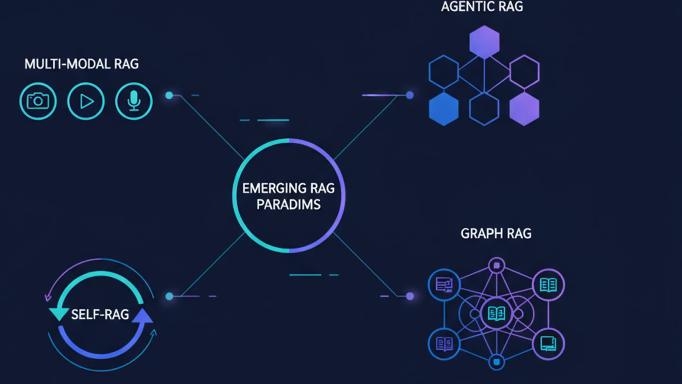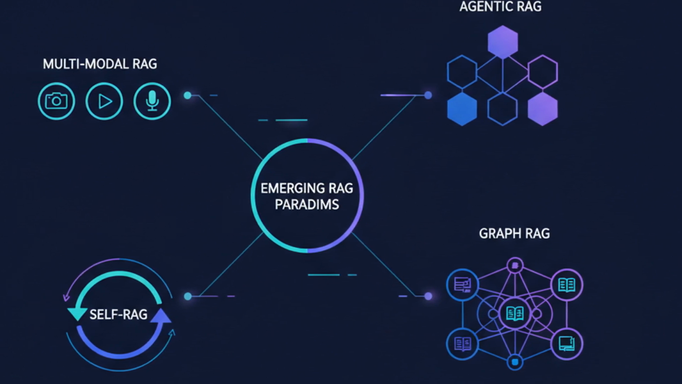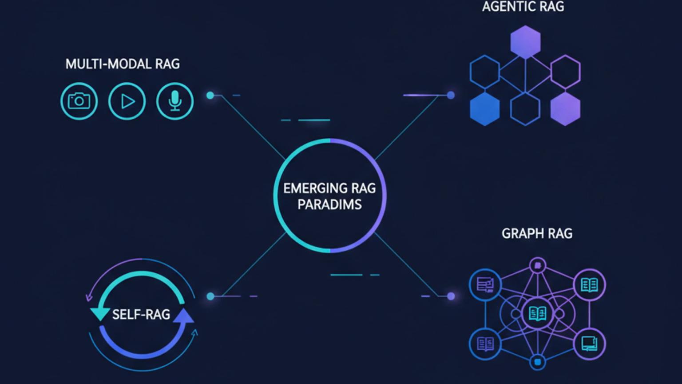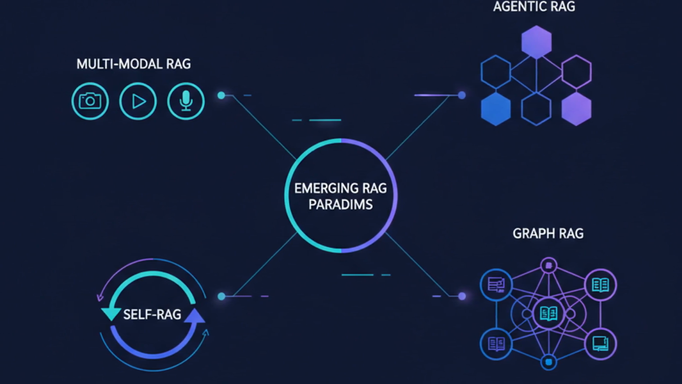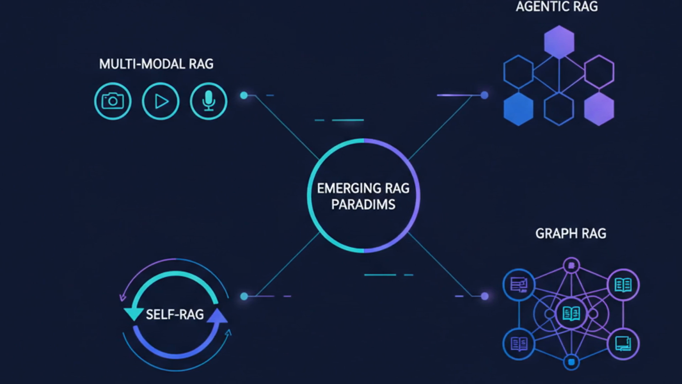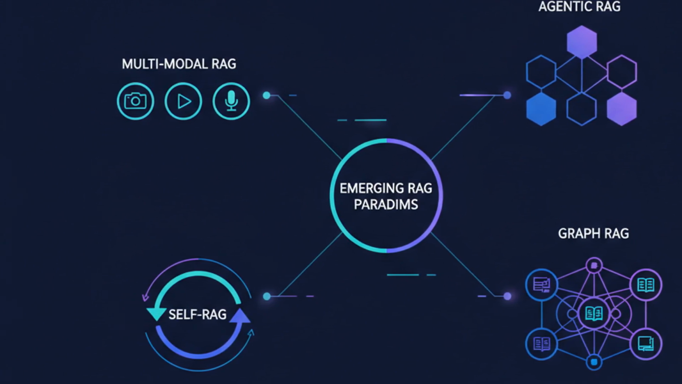RAG is evolving rapidly. Multimodal RAG retrieves images and videos alongside text. Agentic RAG systems decide dynamically whether to retrieve, when to retrieve, and from which sources. Graph RAG combines vector search with knowledge graphs for better reasoning about relationships. Self-reflective RAG evaluates its own answers and retrieves additional context when uncertain. The core principle remains: ground generation in retrieved facts. But the implementations grow more sophisticated every month.